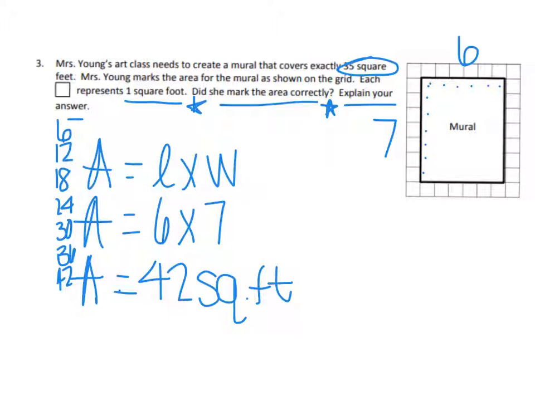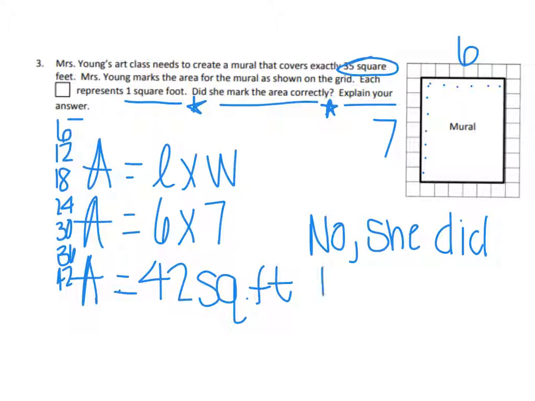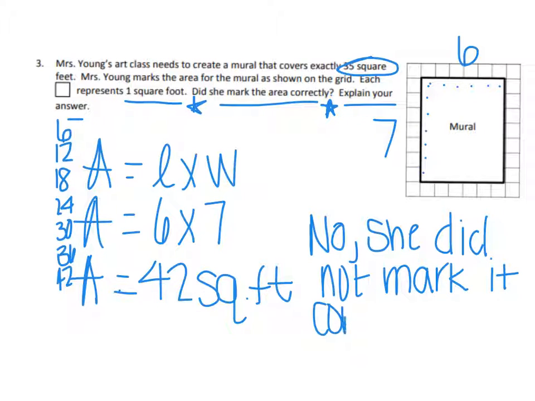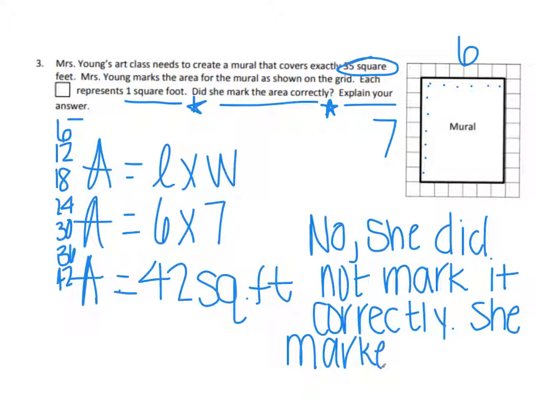So, did she mark the area correctly if she wanted 35? So no, she did not. So I'm going to write no, she did not mark it correctly. She marked 42 square feet.